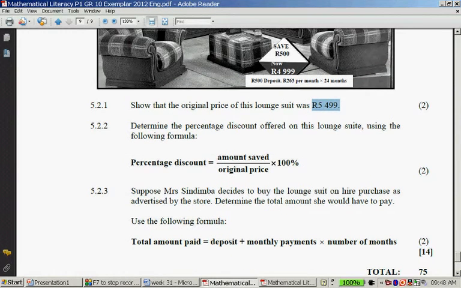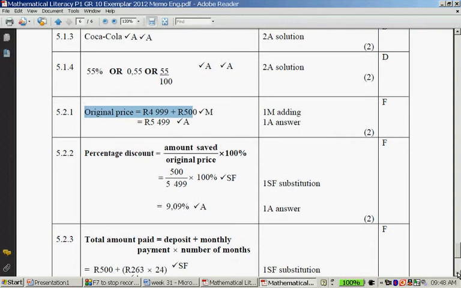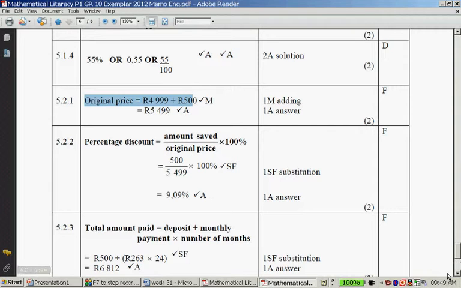The last question. Suppose Mrs. Sindimba decides to buy this lounge suite on hire purchase as advertised by the store. Determine the total amount that she would have to pay. Okay, so it is a deposit, which is 500 rand, plus monthly payments, 263 times 24. So it is the deposit of 500 rand plus 263 rand times 24, and that gives us 6,812 rand. And you see, it's almost 1,400 rand more than the original price.